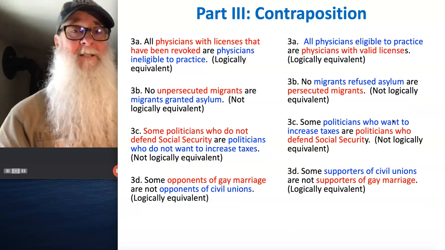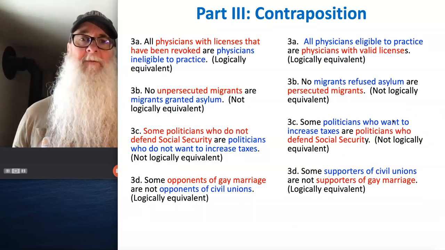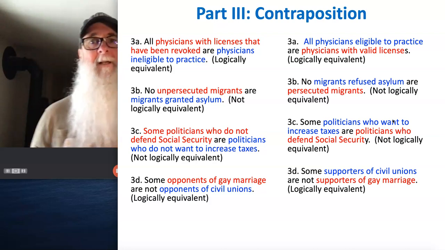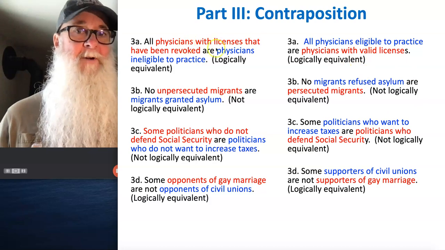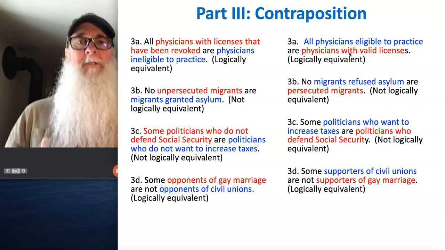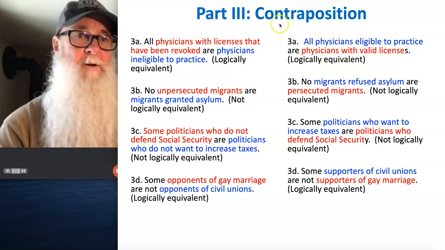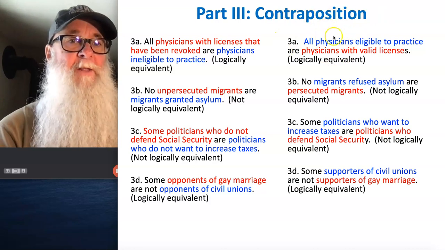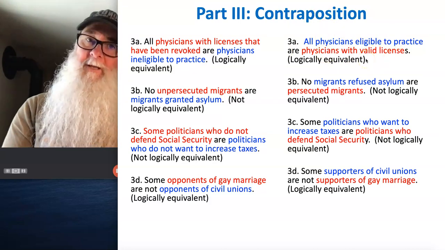Finally, for part 3, you're asked to contrapose each one of these. That's going to involve 2 things. One of which you can see reflected, again, in the colors of the subject and predicate terms of the original. Subject is in red, predicate is in blue. And in your answer, the subject and predicate terms should be switched. Okay, so here on mine you see that I have now the subject term is in blue and the predicate term is in red because I've switched the subject and predicate terms.